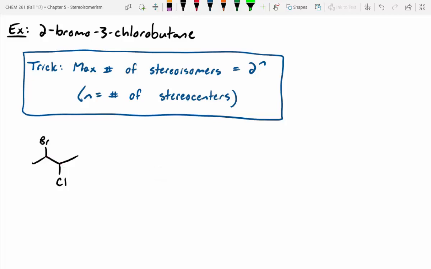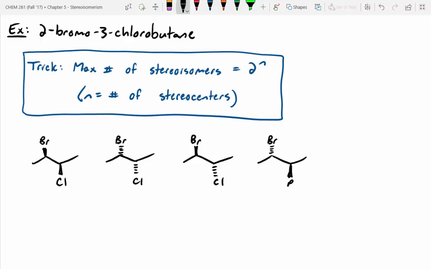Here's how I typically handle this: I just start out doing both wedges. Then I'd say, all right, let's do both dashes. And then what would I do next? One wedge, one dash. Or I could do the bromine off of a dash and the chlorine off of a wedge. Oops, sorry, this should be a chlorine.